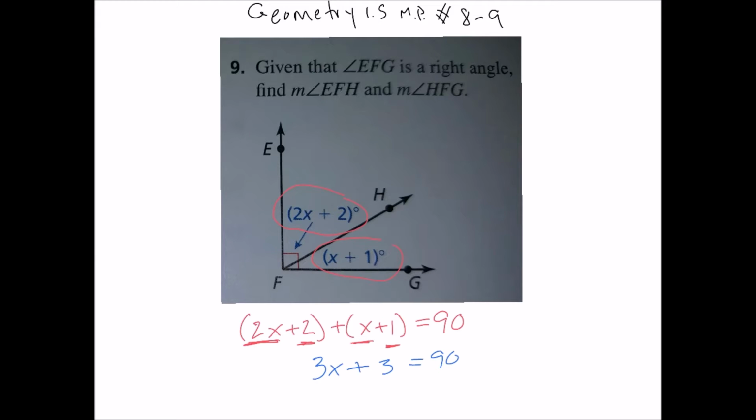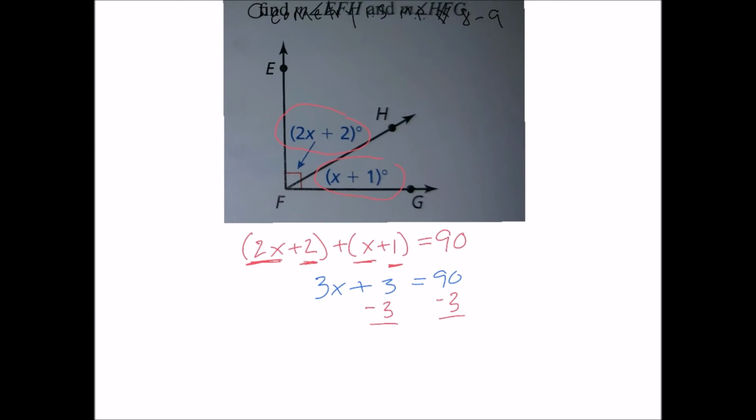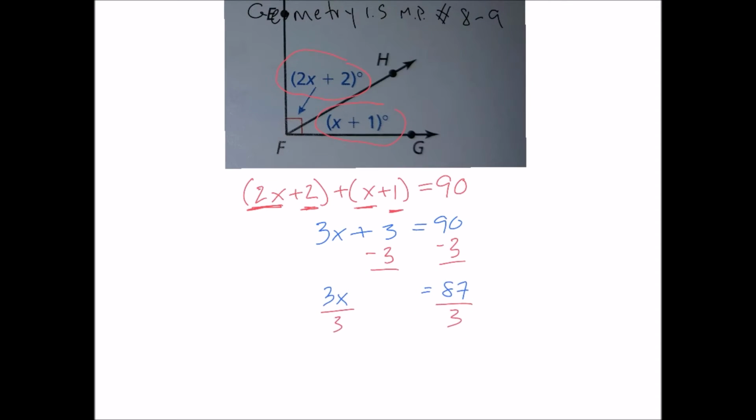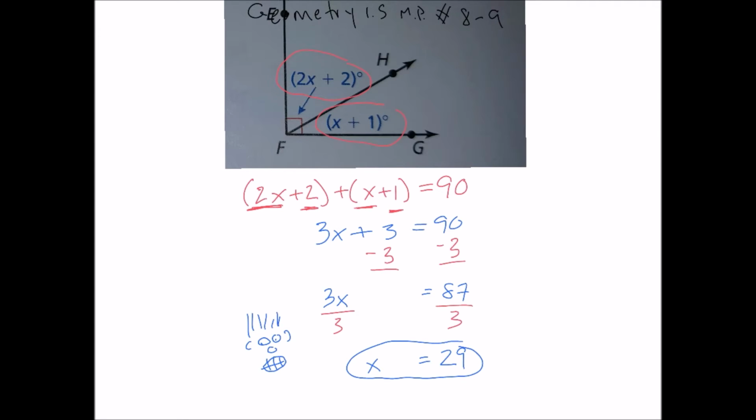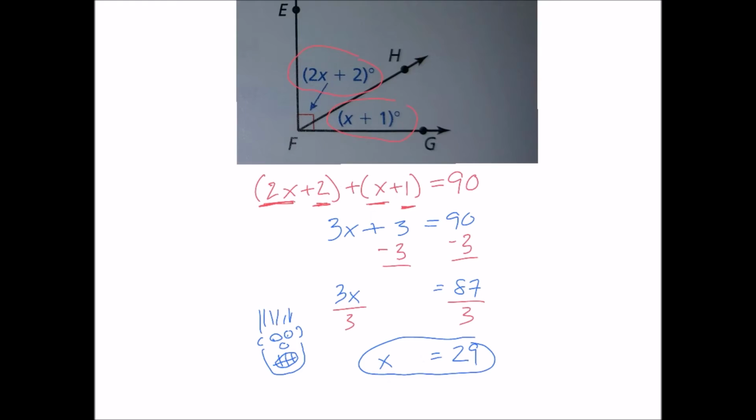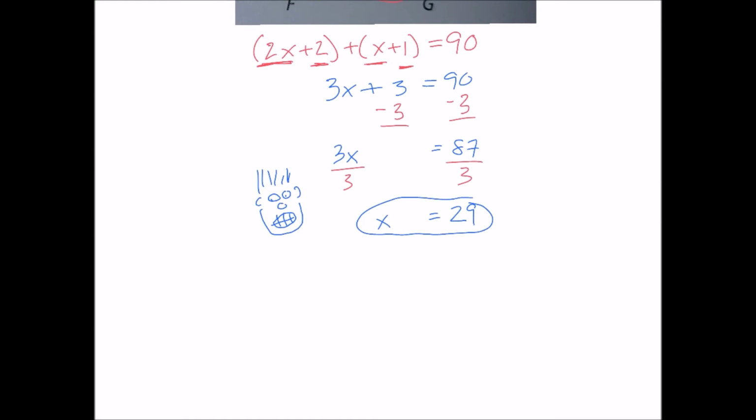So we'll subtract 3 from both sides. And we're going to get 3x equals 87. And then we're going to divide by 3 on both sides to get x equals 29. Now we're not done yet. We have to go back and substitute 29 into at least one of the original expressions to find out what its value was. No, we're not done!